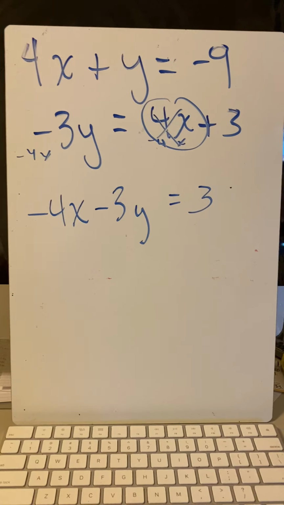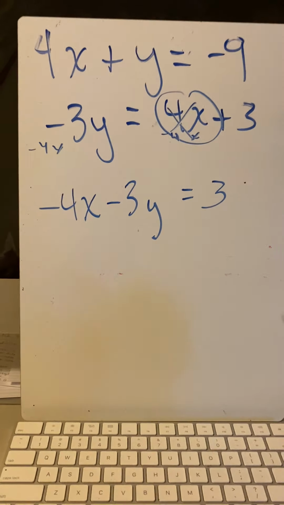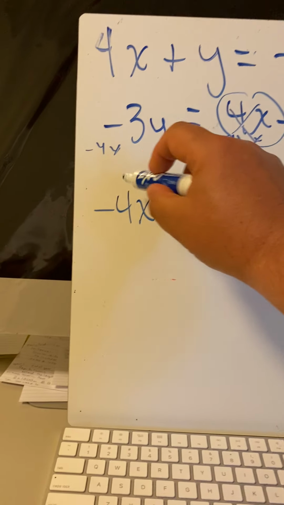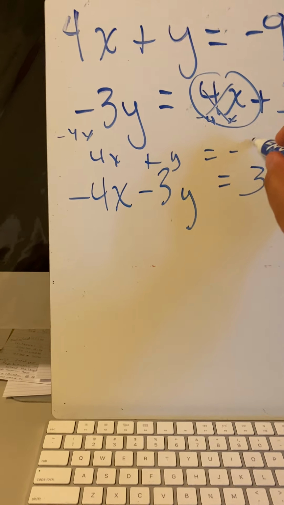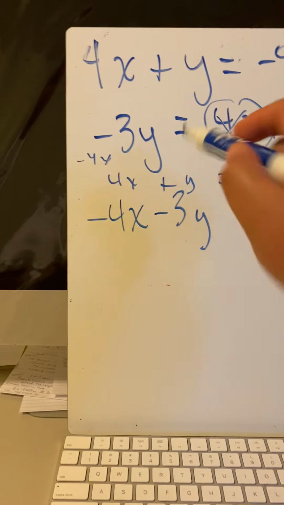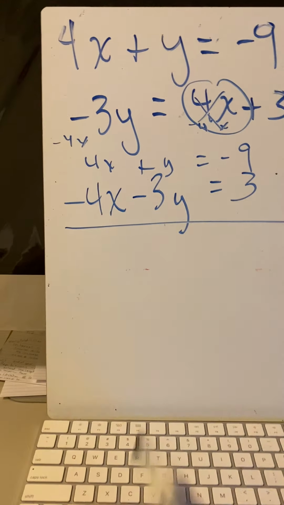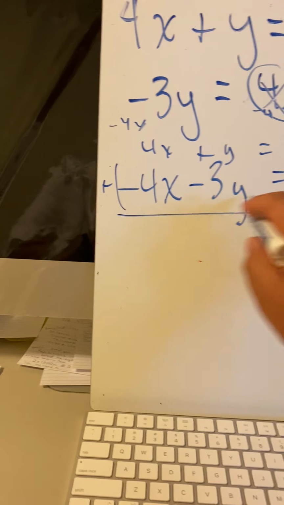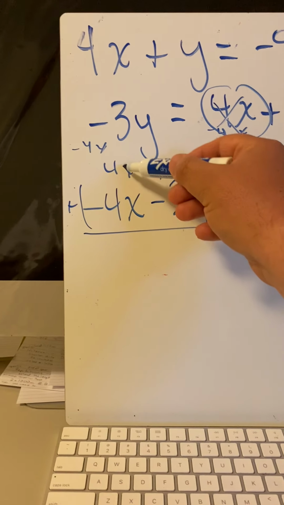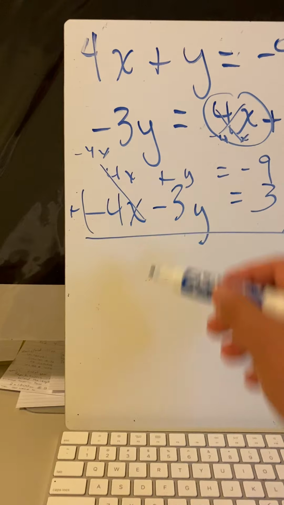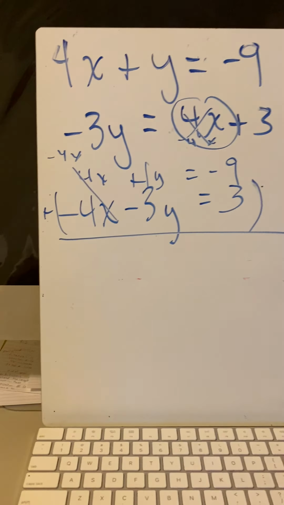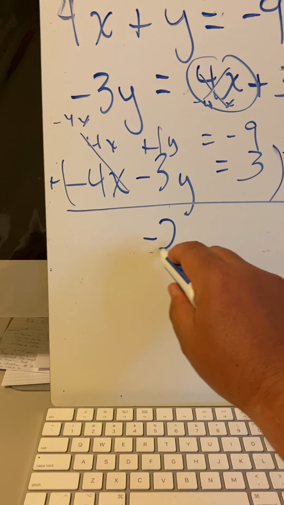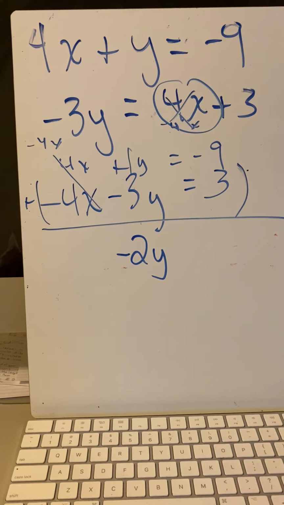I moved the 4x to the other side and made it negative. Now, if you look at this, I'm going to pretend this isn't here. The 4x plus y is equal to negative 9. I just took this and wrote it above it. I just do that and make it a plus. I add all the way down. 4x minus 4x, you're gone. 1y minus 3y is a negative 2y.